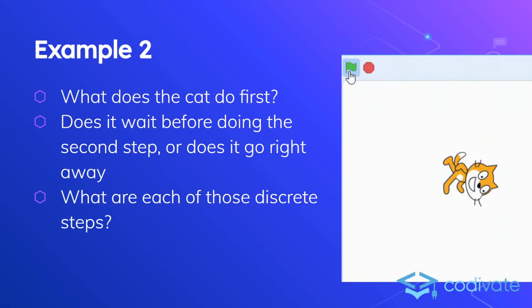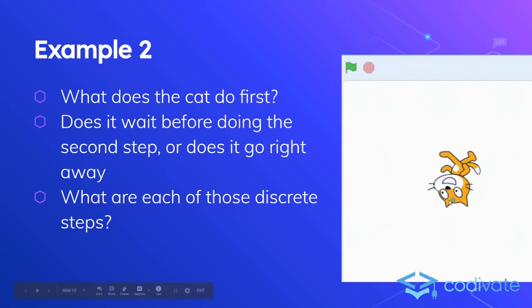Then what happens after the cat turns twice? It inches backwards. Well, that's actually going to be the same block as before. Before it was move 10 steps. It's actually going to be move 10 steps again this time, even though it's moving the opposite direction, because the cat is facing backwards. So move forward means the direction the cat's facing.